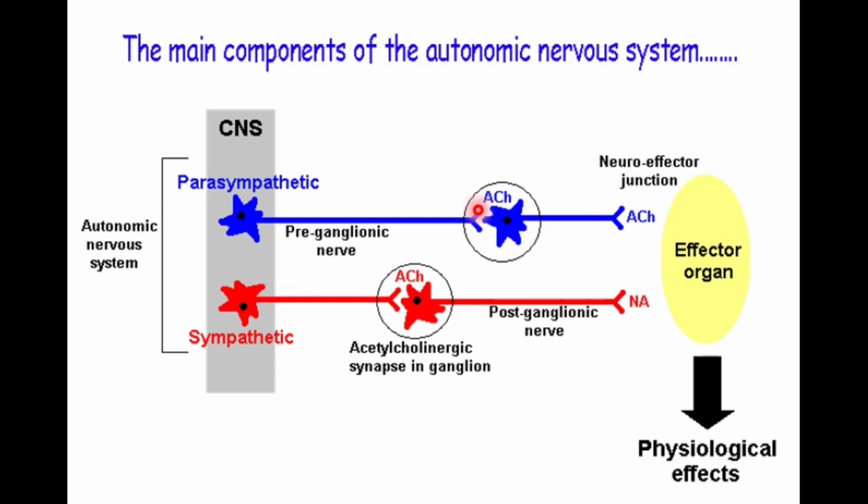The gap between the two neurons is called the synapse. The collection of the cell bodies in this region gives rise to a swelling of the nerve known as a ganglion. Hence, the first neuron is called the preganglionic neuron, and the second cell is called the postganglionic neuron.